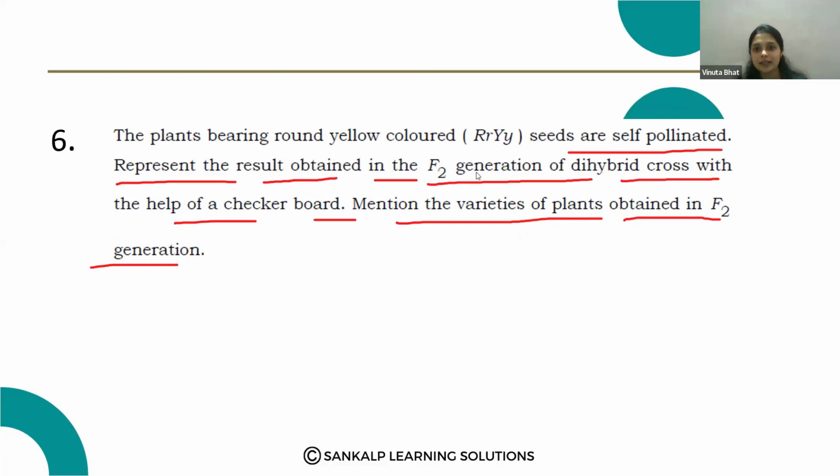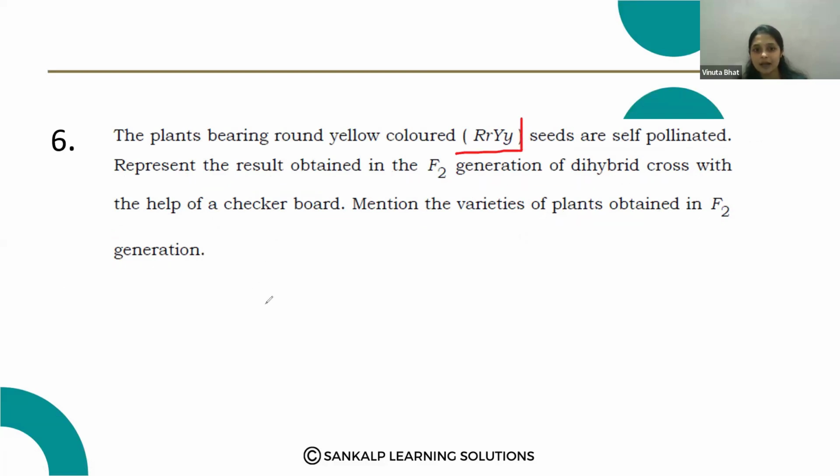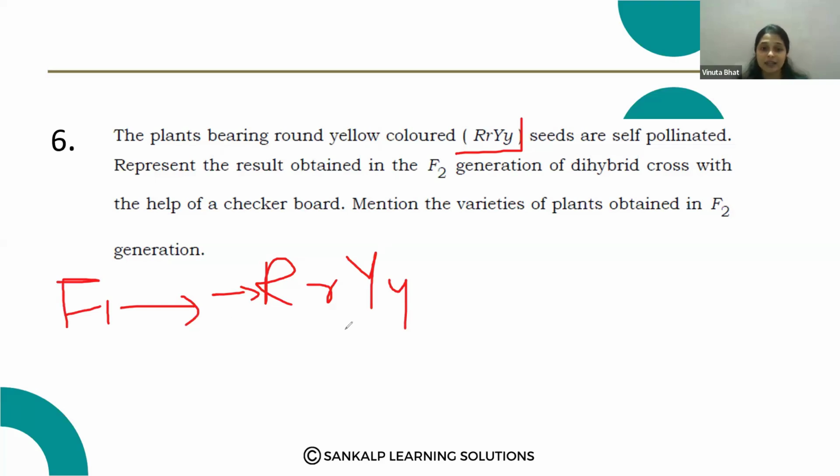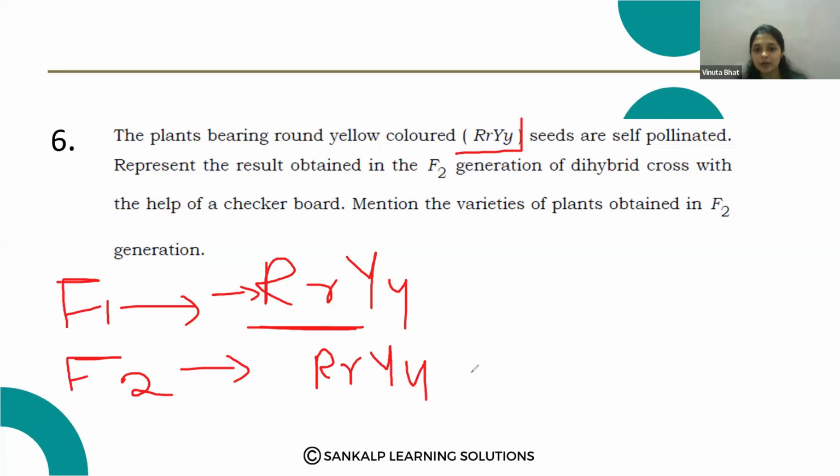So here, the given plants, this capital R, small r, capital Y, small y, this is the F1 generation plant. Okay, already they had given the F1 generation plant. Don't be confused. So this is the F1 generation plant. To obtain the F2 generation, the same step you have to follow. You have to cross the F1 generation plants, that is capital R, small r, capital Y, small y, crossed with the capital R, small r, capital Y, small y.